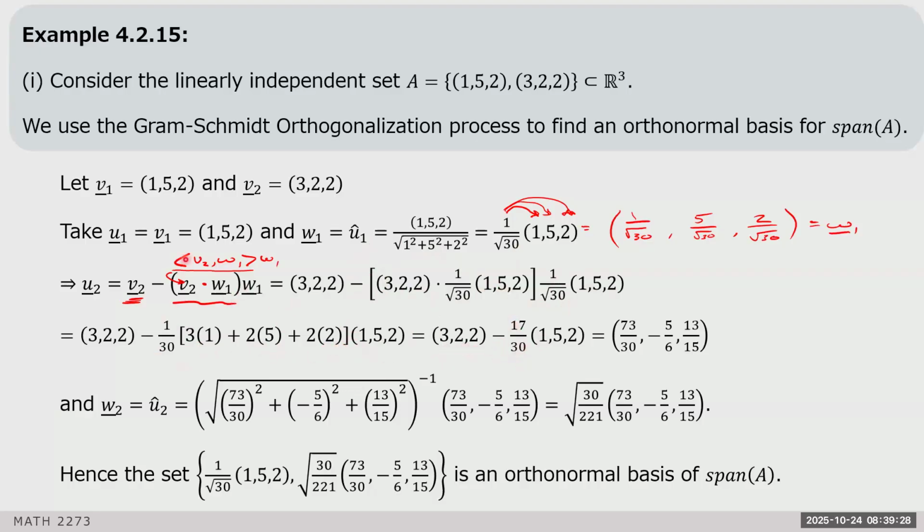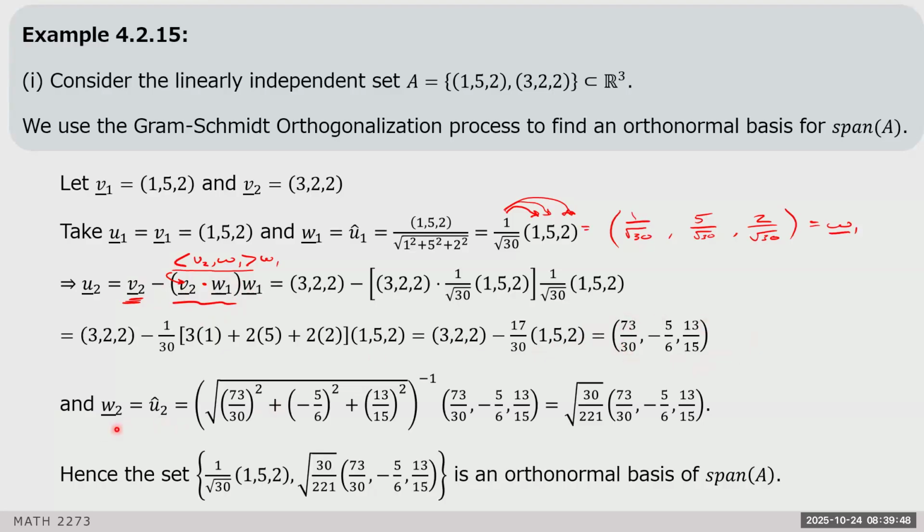When you take the dot product of V2 with W1, you get 17 over 30, and then you scale it by W1. When you work this out, you get this vector over here. So this is your U2.